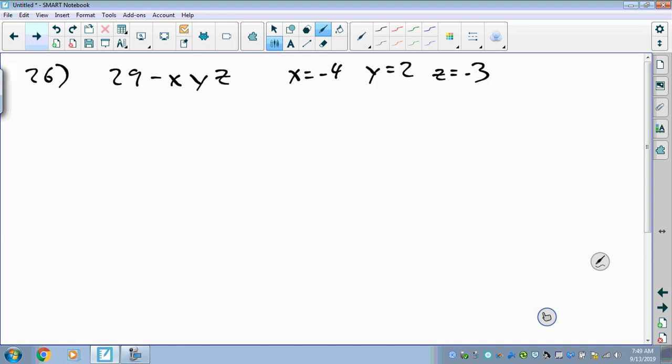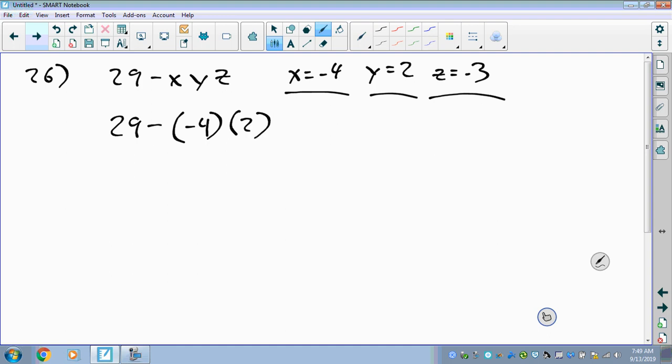Okay. Here they want you to do some substitution. X is -4. Y is 2. Z is -3. Okay? 29 minus parentheses -4. Especially when you have two negatives in a row there, make sure it's inside parentheses. Times 2 times -3. Okay, I'm going to do this one way. You have a couple different ways you can look at this. Again, that negative can go here, right? Remember, it's not the distributive property because there's no addition here. This is all multiplication. So you just multiply left to right, okay?